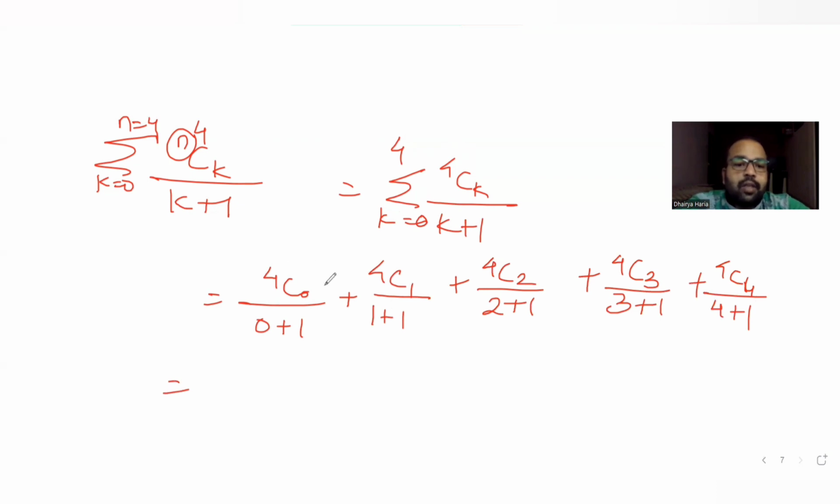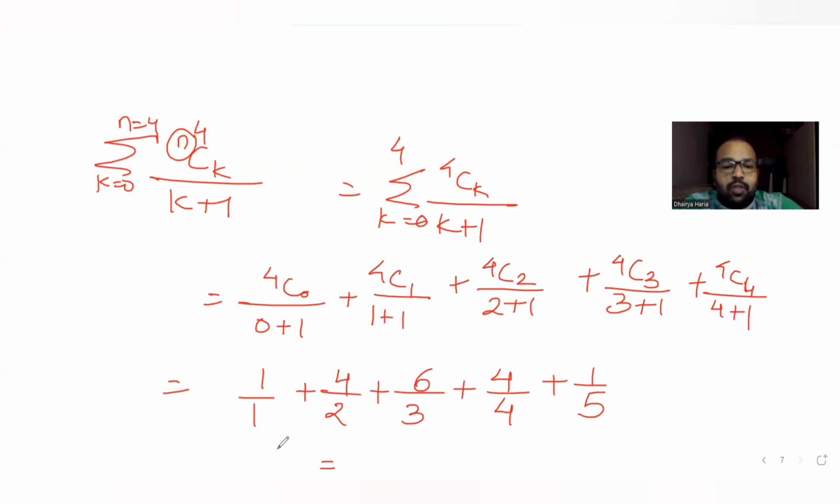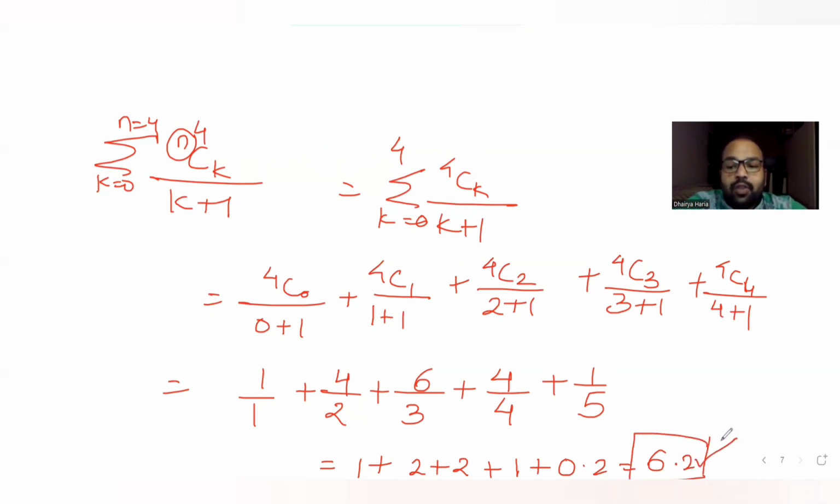So what I get here is 4C0 is 1, 1 upon 1, 4C1 is 4, 4 upon 2, 4C2 is 6, 6 upon 3, 4C3 is again 4, 4 upon 4, 4C4 is 1, 1 by 5. So this is 1 plus 2 plus 2 plus 1 plus 0.2. This comes out to 2 plus 2, 4, 4 plus 2, 6, and 0.2, so 6.2. This is what we get here. And if you see the options, what matches here is C. So the correct answer in this question is C.